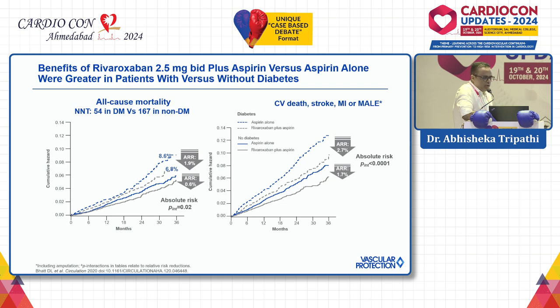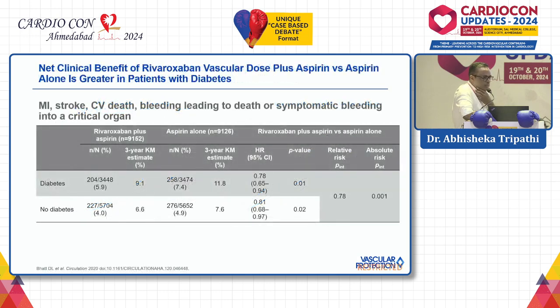Similarly, you can see the effect of rivaroxaban 2.5 milligram plus aspirin in terms of all-cause mortality and CV death, stroke, MI, or major acute limb adverse effect. In both, in diabetic patients, the effect of rivaroxaban 2.5 milligram plus aspirin was far better compared to non-diabetic patients. So the entire cohort benefited, but the effect was far more significant in patients who had diabetes, like the patient in question.